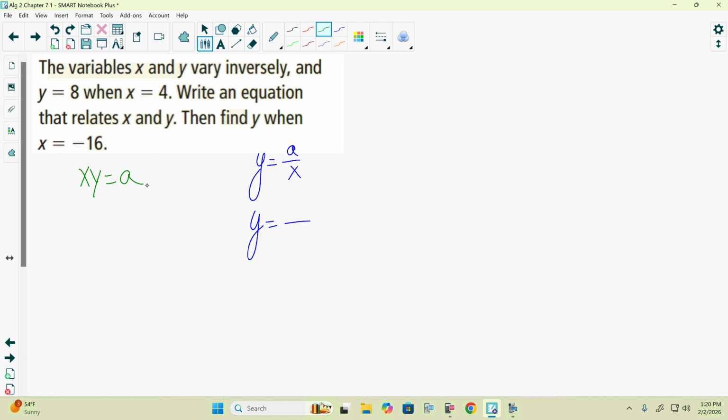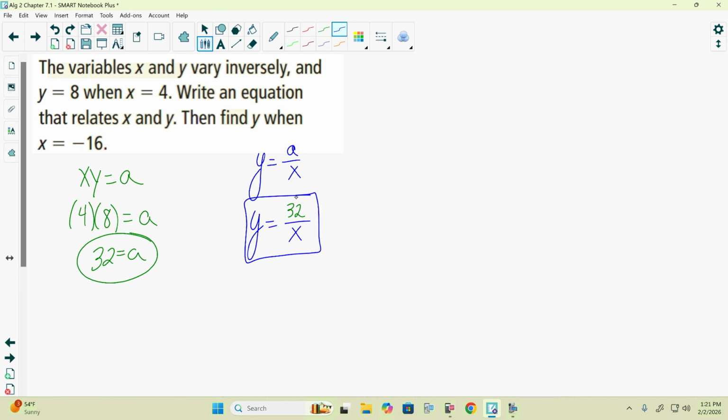Now they told us the value of x and y are 4 and 8, so we can plug it in. 4 times 8 is equal to a, telling us that the value of a is 32. Now that is part of our answer, but that's not specifically the first part of the answer that they want. The first part of the answer that they want is the equation, y is equal to 32 over x.